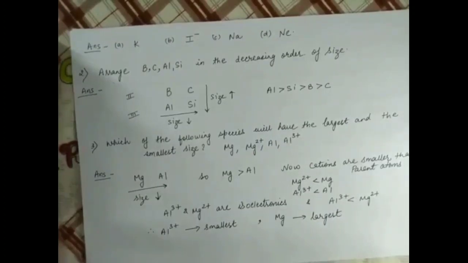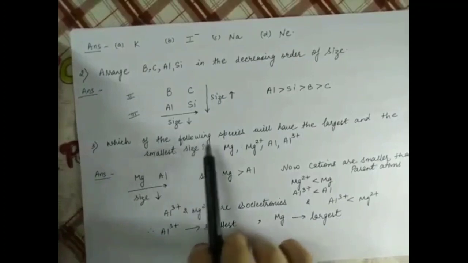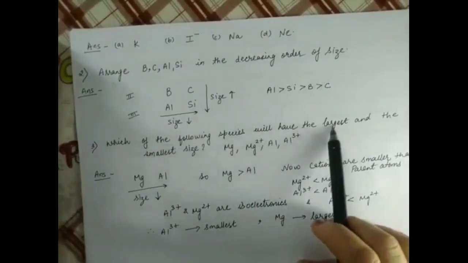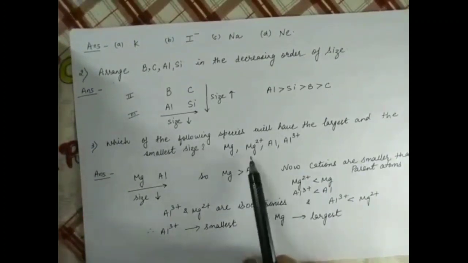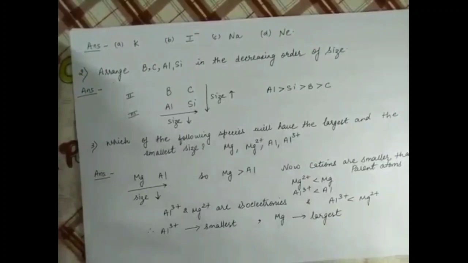Now the third question. Which of the following species will have the largest and the smallest size? Now Mg, Mg2+, Al and Al3+. Now how to solve this question? This question is from your NCERT book. Now what is the position of magnesium and aluminium in the periodic table? Magnesium and aluminium lie like this. They are in the third period. Magnesium is atomic number 12 and aluminium is atomic number 13. So as we move from magnesium to aluminium, the atomic size will decrease. It means magnesium is larger in size than aluminium.